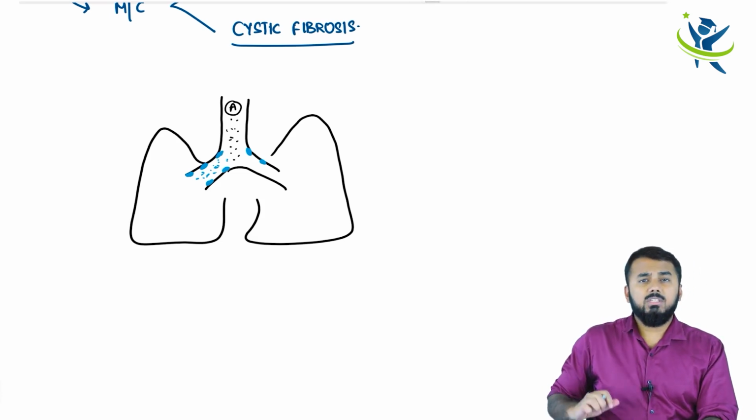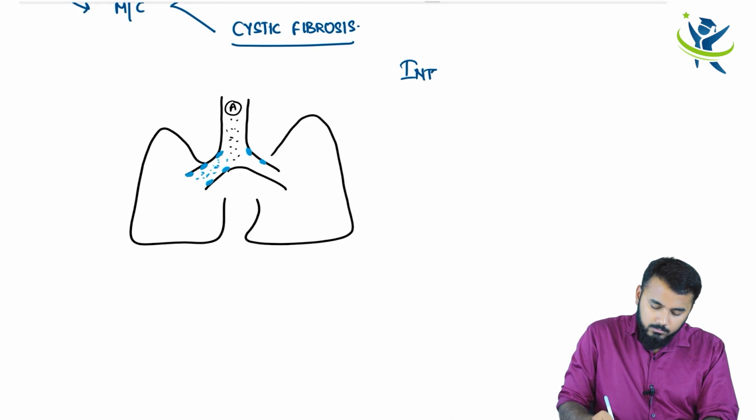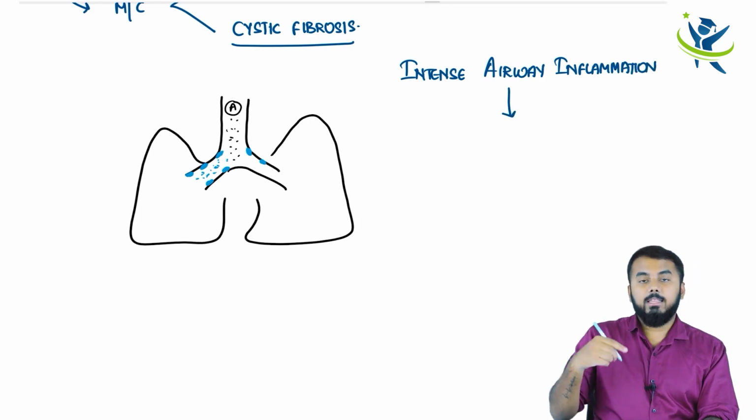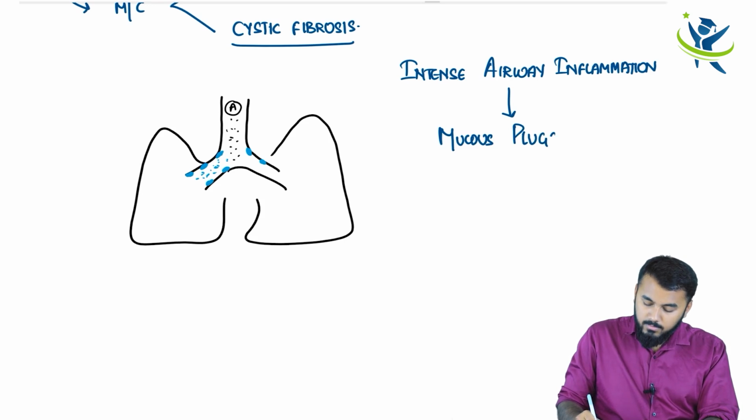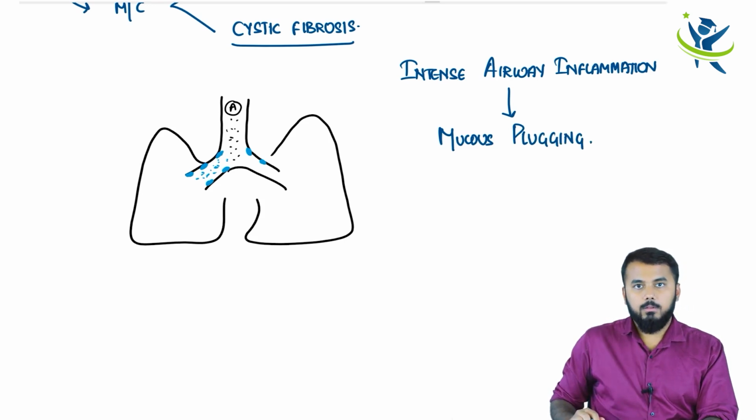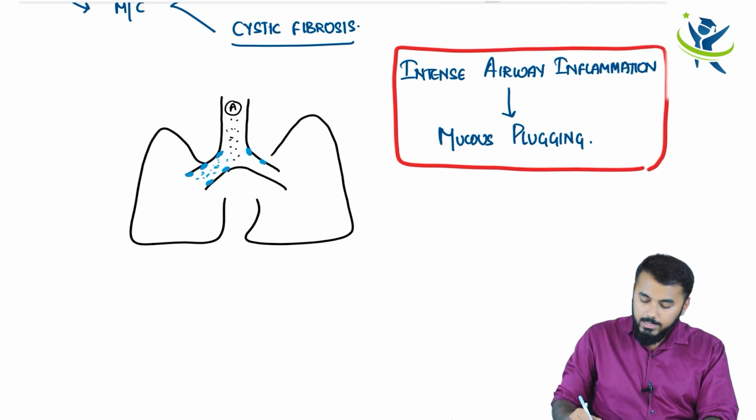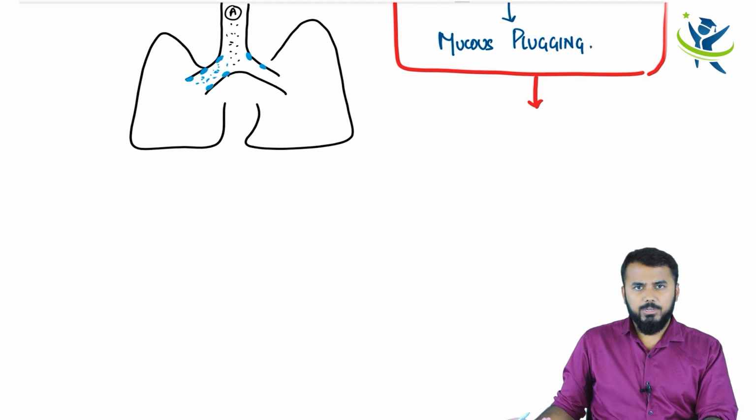What is happening here is intense airway inflammation. Not only intense airway inflammation, apart from that, there is also mucus plugging, right? So, intense airway inflammation and mucus plugging, if it happens in a person, that is called an exacerbation, right? So, that is what mainly happens in the patients of asthma, right?